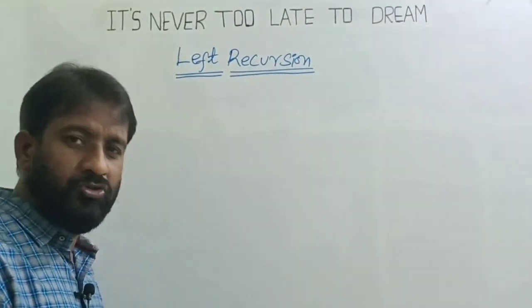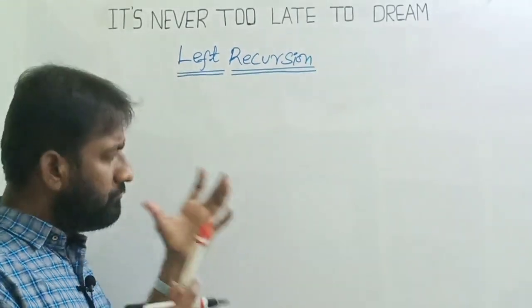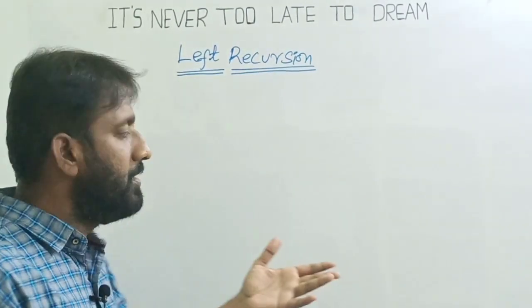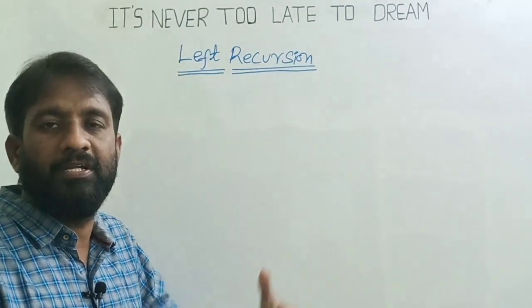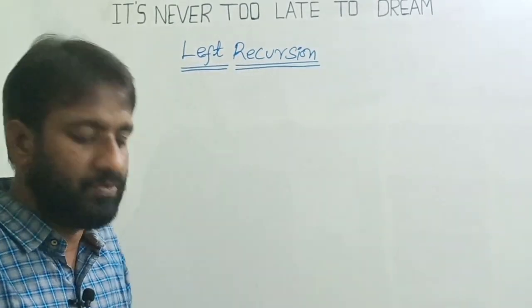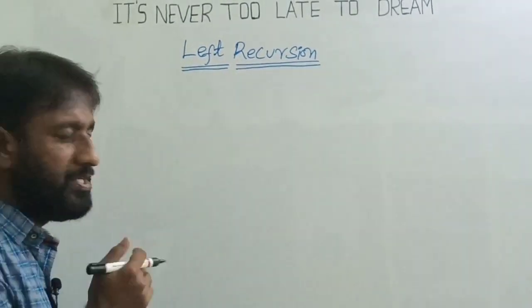Okay, so let me introduce what is meant by left recursion. You know what is meant by a recursion. A function calling itself is called a recursion. Similarly, if a symbol is repeated at the RHS, the same symbol is applied at the RHS, then we can call it a recursion. Okay, let me introduce what is left recursion.